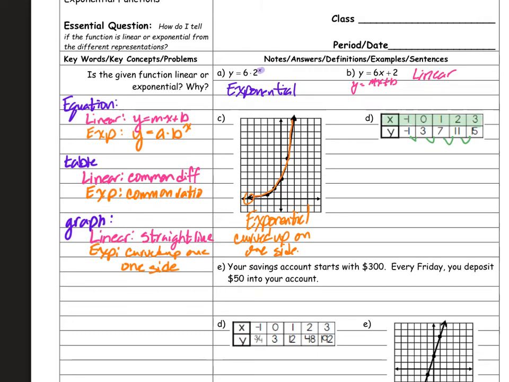Well, -1, 0, 1, 2, 3. That's 4, adding 4. And 3 plus 4 is 7. And 7 plus 4 is 11. And 11 plus 4 is 15. So it looks like we're adding 4 every time. So I have a common difference of 4. So that means this is linear.